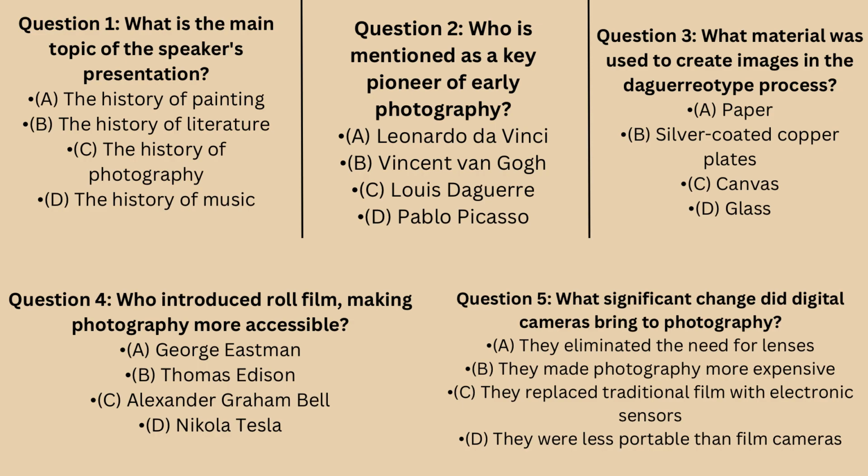The daguerreotype process involved creating images on silver-coated copper plates. It was a significant advancement in photography at the time. Another important development was the introduction of roll film by George Eastman in the late 19th century. This innovation made photography more accessible to the general public.